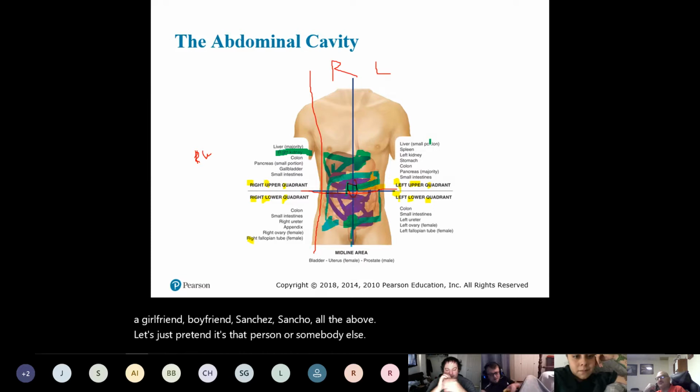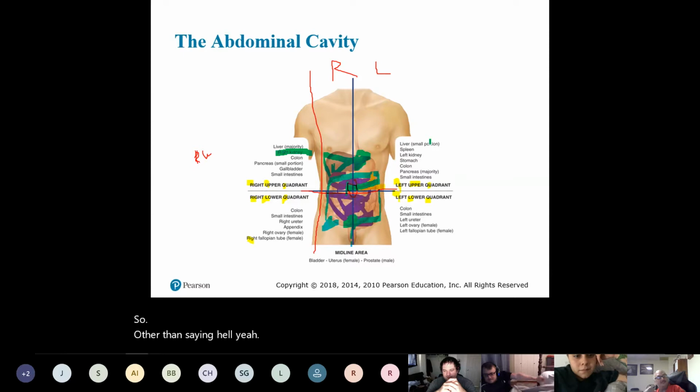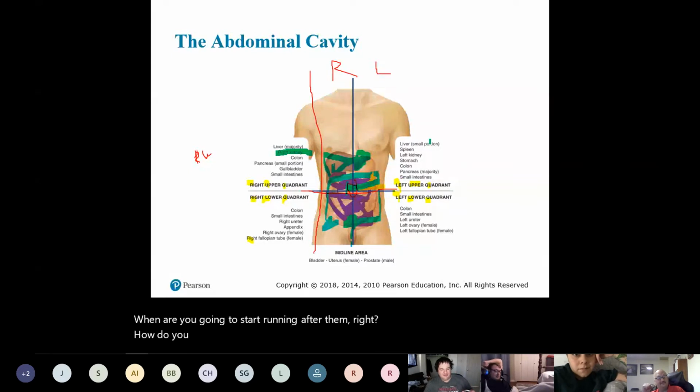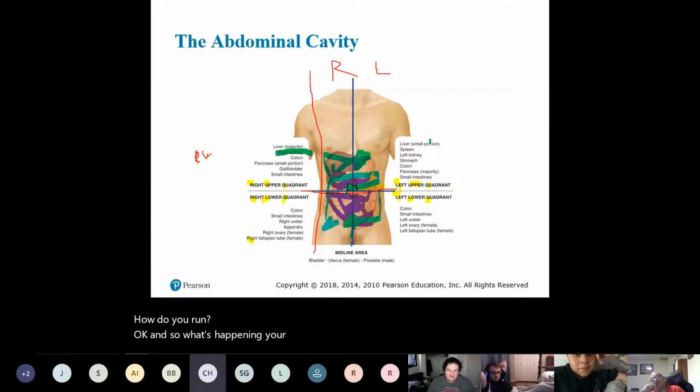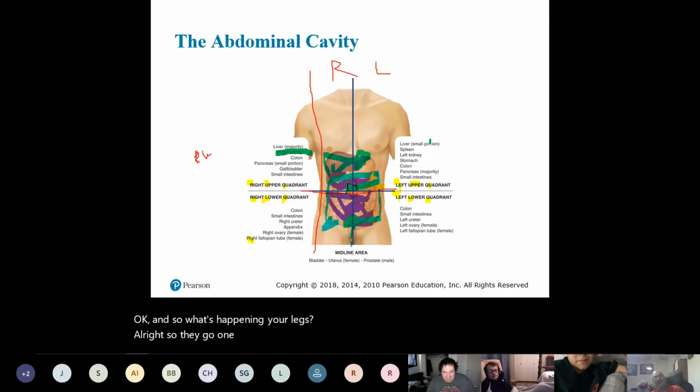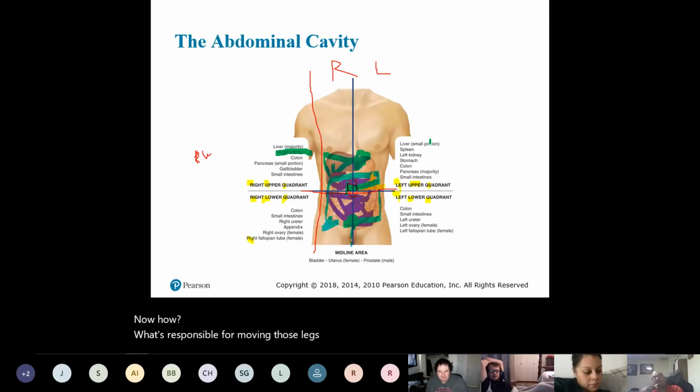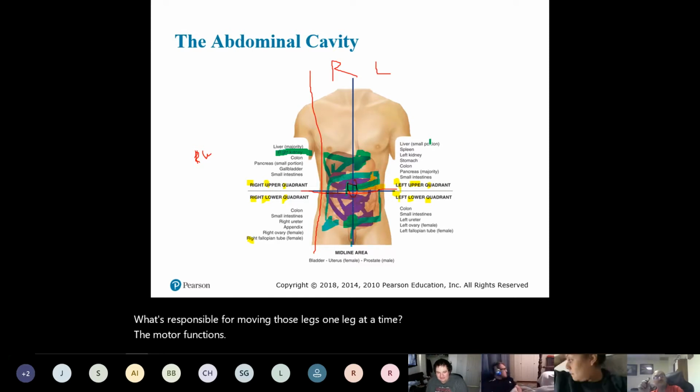All right. So other than saying, oh, hell yeah, what are you going to start doing? Running. You're going to start running after them, right? Okay. So how do you run? With your legs. Okay. And so what's happening in your legs? They're moving, using forward motion. All right. So they go one after in front of the other. Now, what's responsible for moving those legs one leg at a time? Your motor functions, your muscles. All right. So you got your muscles. What else?